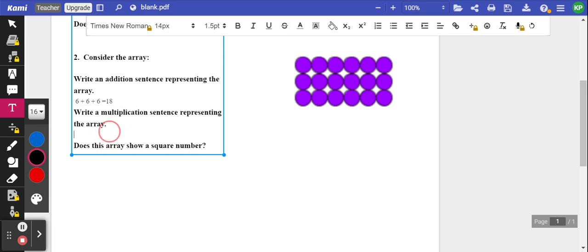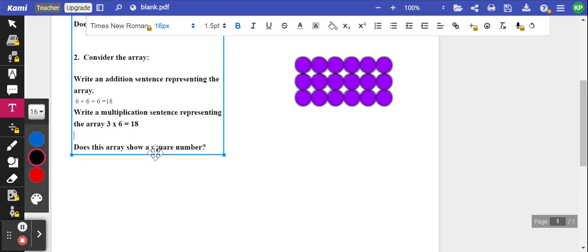Now the next one, they want you to write it as a multiplication sentence. The multiplication sentence is just asking you, how many times do I see the number 6? So I see 3 times the number 6. There's the first time in that top row, the second time in the middle row, and the third time in the last row. So I would write 3 times 6 equals 18. And of course, my answers to both the multiplication and the addition one are exactly the same because there are only 18 dots.